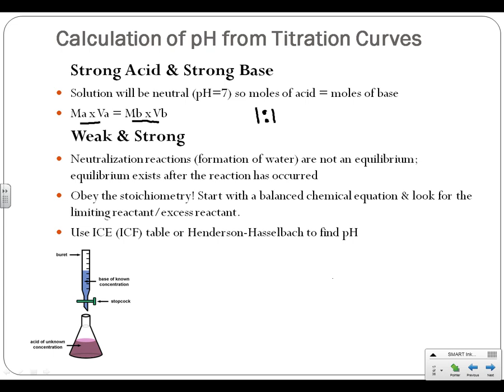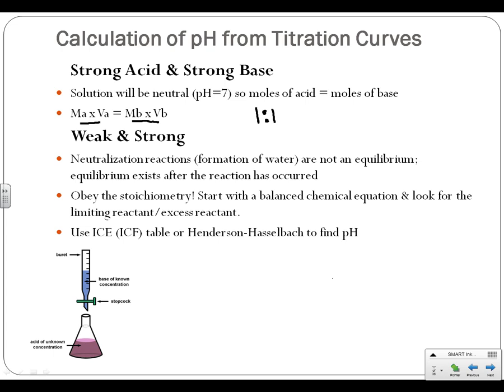Okay, another key is you've got to obey the stoichiometry. Always start out with your balanced chemical equation. If you think about what we did with our ice boxes, we started with a balanced chemical equation. You need some sort of picture, something to give you a structure to start organizing this additional information. That's the challenge with titration. The math is not hard, it's just the ability to organize your information.